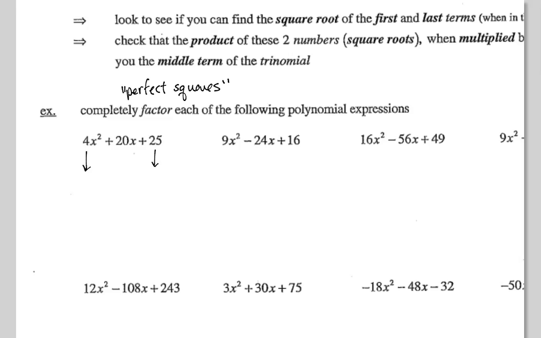What do you get when you square root 4? And square root of x squared. So it's 2x, 2x, because the length and the width have to be the same. Now what's going to go here and here to make 25? What's the square root of 25? 5 and 5.